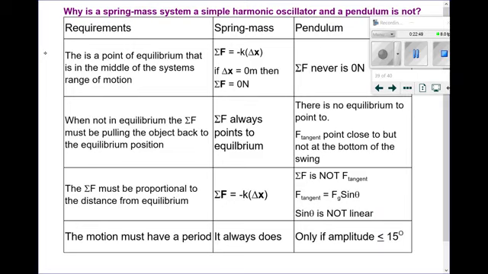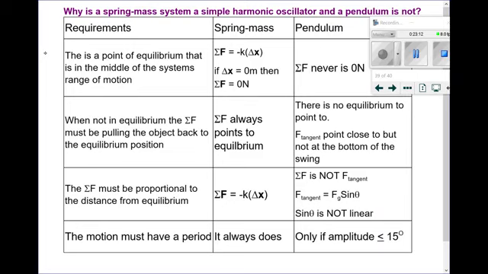Second, when you're not at equilibrium, the net force pulling back on you, known as the restoring force, must always pull you back to the equilibrium position. It must point to the equilibrium position. The net force on the spring does that. It pulls you straight back to the equilibrium position. But we've seen time and time again that this doesn't happen on a pendulum.